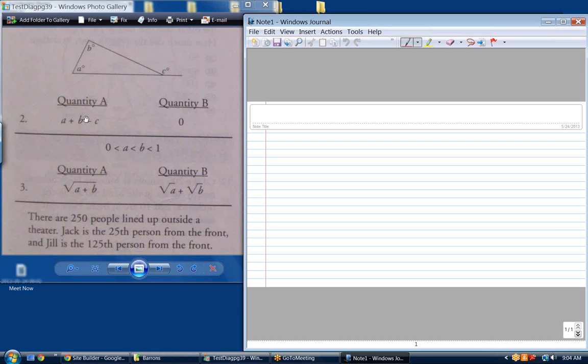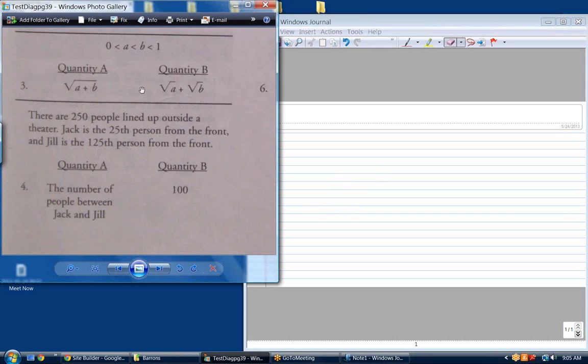In other words, A plus B minus C is equal to 0 because C is equal to A plus B. In other words, no matter how I draw a triangle, this angle C is equal to A plus B. Got it. Okay, so they're equal. Yes.